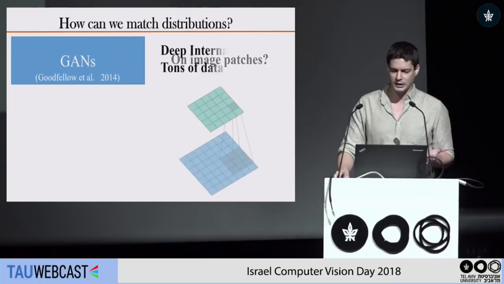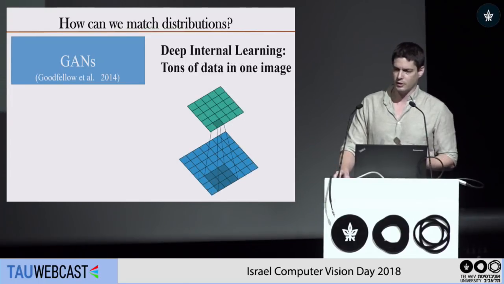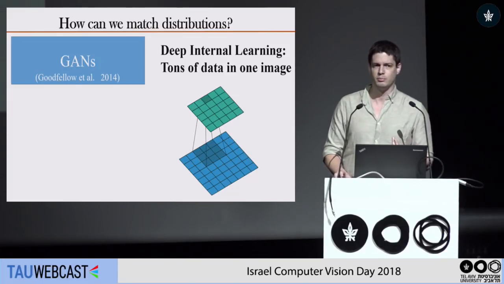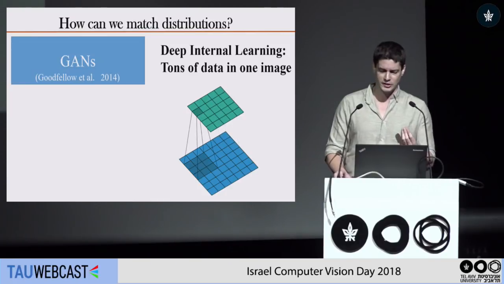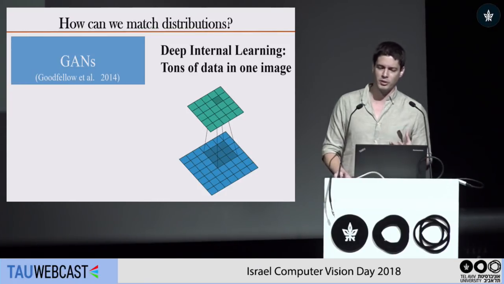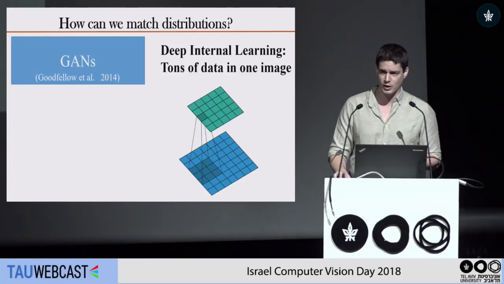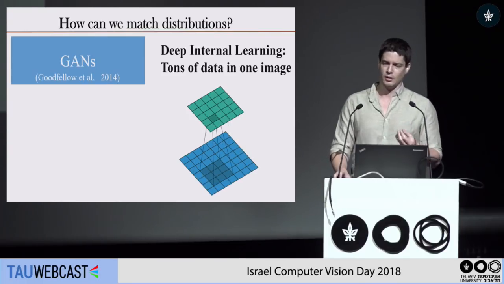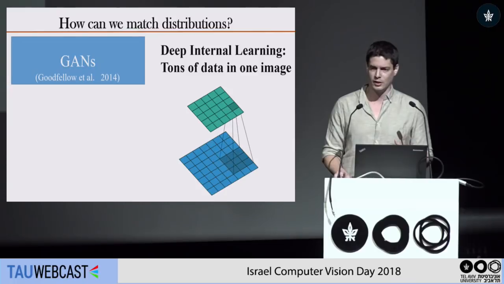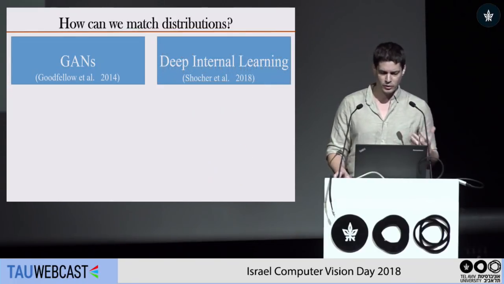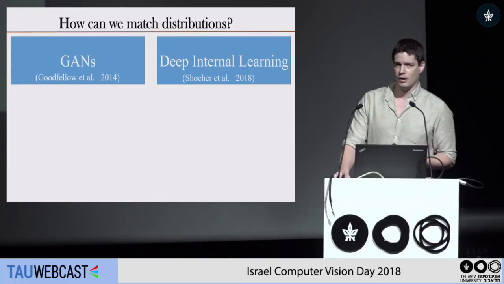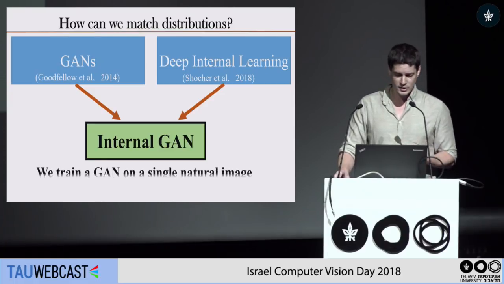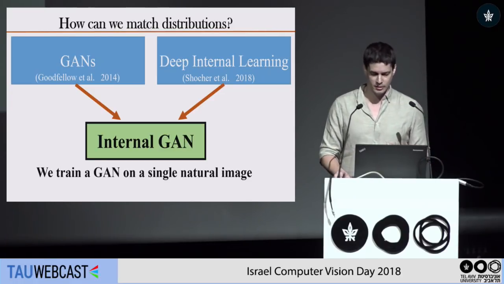About a year ago we presented our own work called Deep Internal Learning, and in there we explained that in a fully convolutional network, every pixel of the output is actually just a function of the corresponding patch in the input image. This is why just one image contains tons of data, and we demonstrated how we can train a convnet on just one single image. So incorporating this and combining with GANs, we get what we refer to as an internal GAN. That is, we train a GAN on a single natural image.